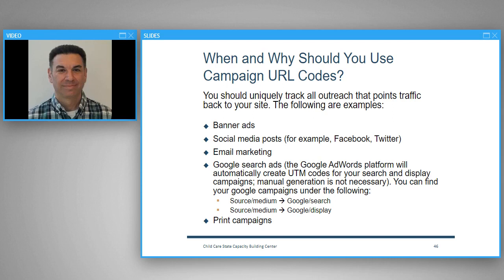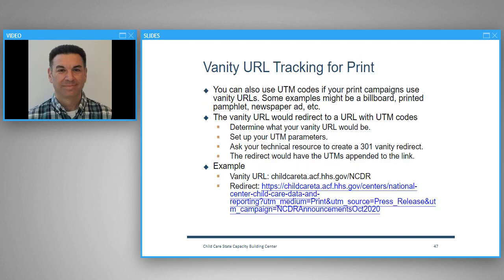Here are examples you could see by certain channels that we would leverage, any kind of outreach promotion that would want to have UTMs, as something as simple as banner ads, social media posts, email marketing, paid Google search ads. And one that gets a lot of good questions is print ads, especially since people are like, well, that's a print. How on earth are we tracking that? Well, that's what I'm here to tell you.